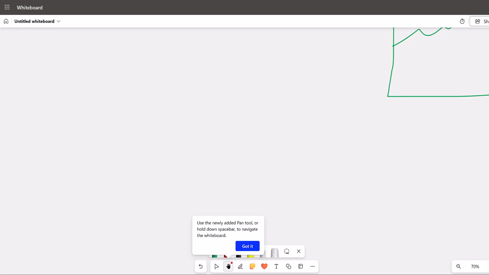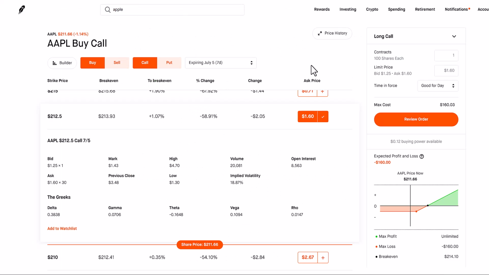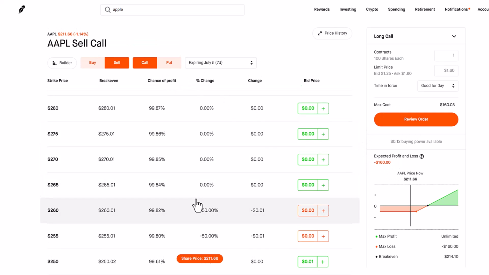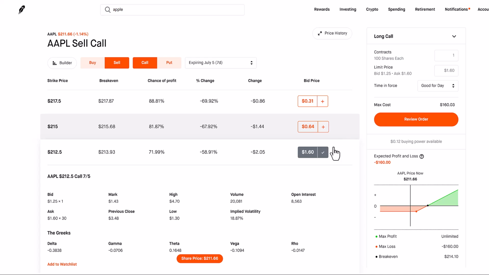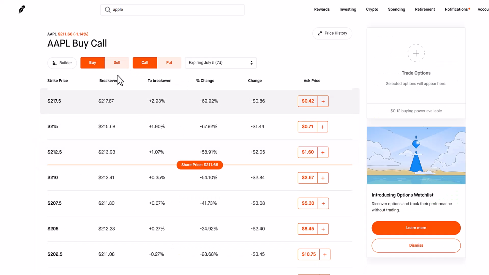Now, what if you bought a put? Or what if you sold a call? Okay, this is when you're on the other side. So instead of paying $160, you're actually going to be getting $160. So I want to sell a call. I want to sell it for the 212. So you know what? I'm going to actually have to unclick this, and I'm going to sell this.